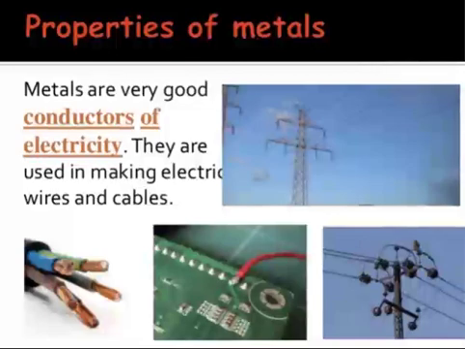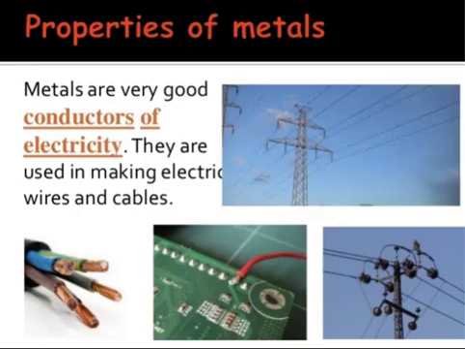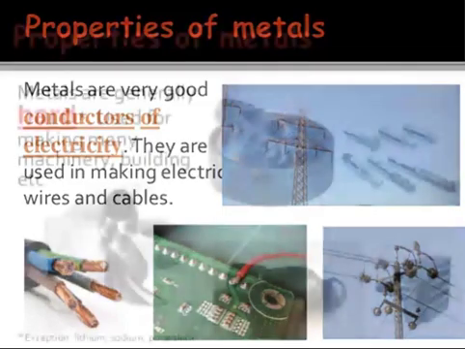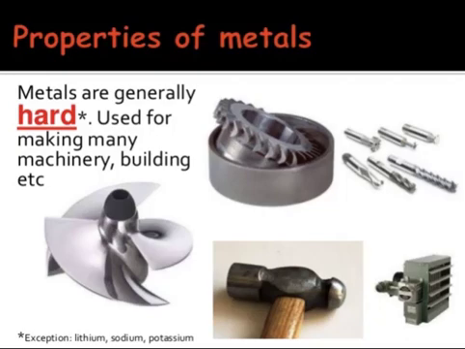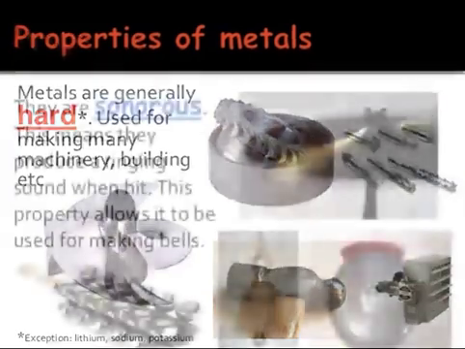The next property is conductors of electricity. Metals are very good conductors of electricity and they are used in making electrical wires and cables, etc. The next property is that metals are generally hard and they are used for making many machineries and building materials, etc.